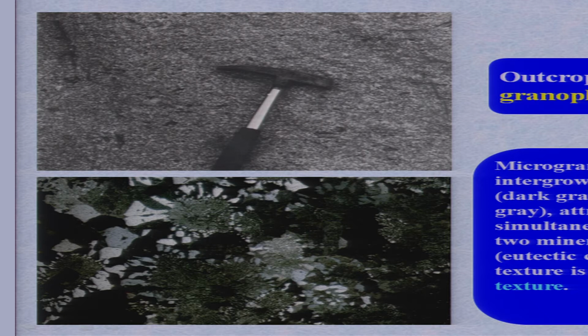The granophyre outcrop, how it looks in the field: you can see here there are grayish colored circular minerals surrounded by dark grey colored minerals. The same rock under the microscope shows intergrowth of alkali feldspar and quartz. This is quartz basically. This quartz and alkali feldspar show intergrowth, attributed to how this texture has been formed.